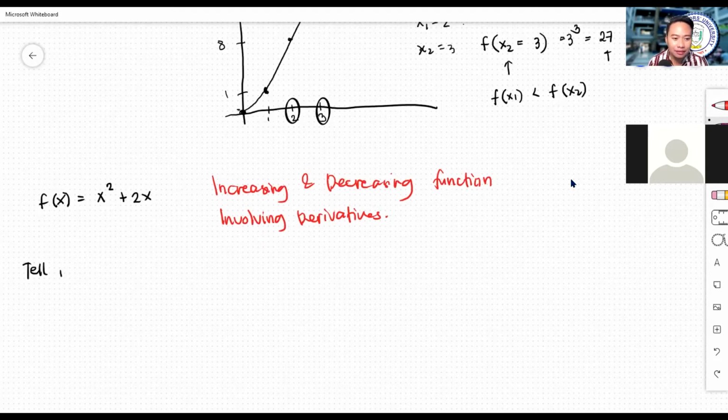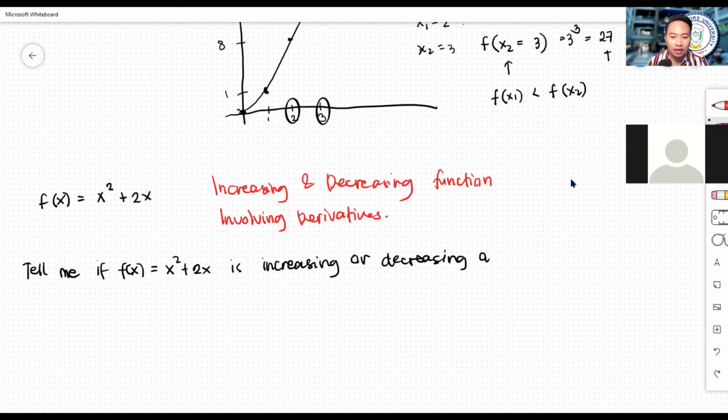Tell me if this function, f of x equals x squared plus 2x, is increasing or decreasing or neither over the interval -3, -1. Okay. So how to do this?